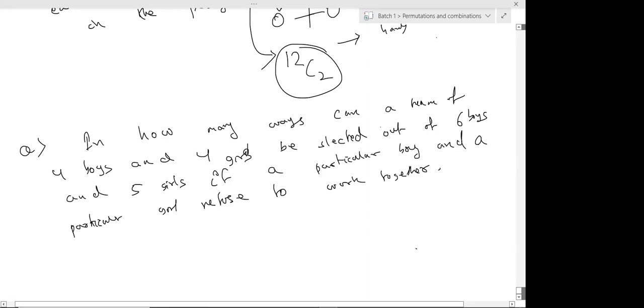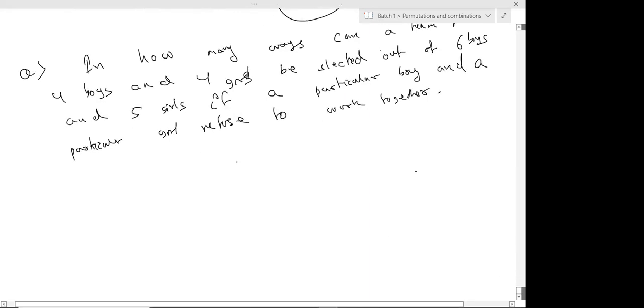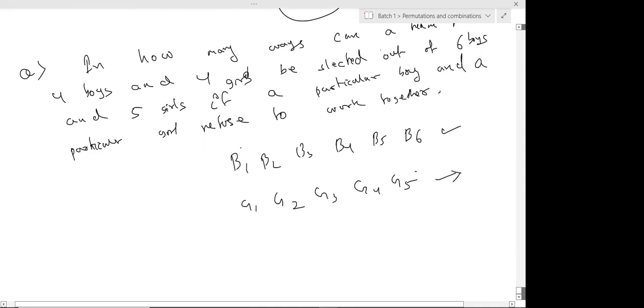In this question also, you have to make cases. Suppose we have B1, B2, B3, B4, B5, B6, G1, G2, G3, G4, and G5. We have 6 boys and 5 girls. Suppose B1 and G1 don't want to work together. A particular boy and a particular girl refuse to work together. They will never work together. So make cases in this, like first case, second case, and third case.